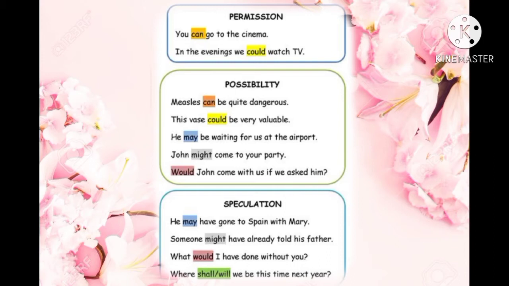Again, would, possibility. Next is speculation. What do you mean by speculation? Speculation means you are expecting or suggesting something. He may have gone to Spain with Mary. Chances, in a way you can say chances also. You are guessing. Speculation means guessing. Someone might have already told his father. What would I have done without you? Where shall or will we be this time next year? So you are guessing something, you are expecting something. So for that also we are using these kinds of modal verbs.